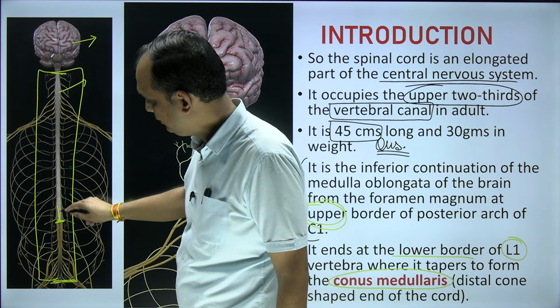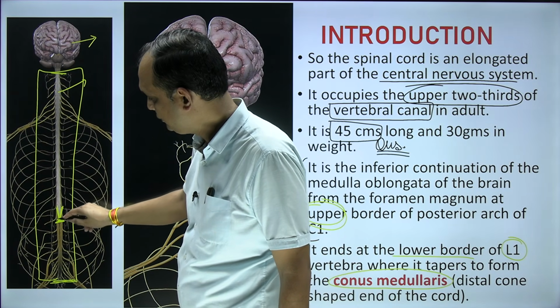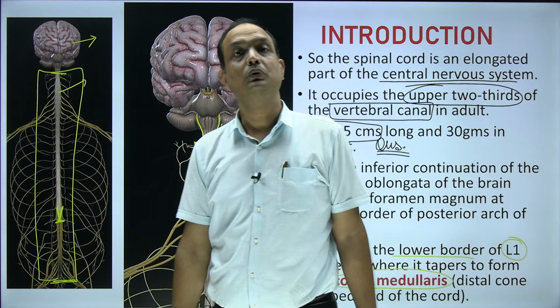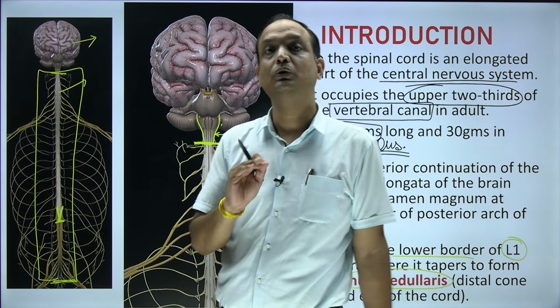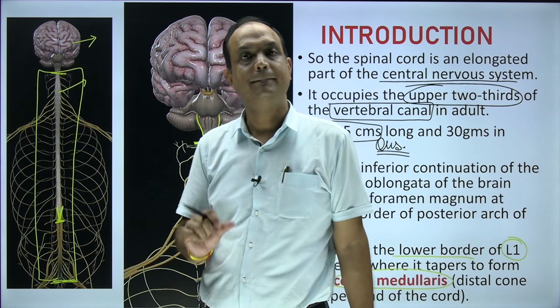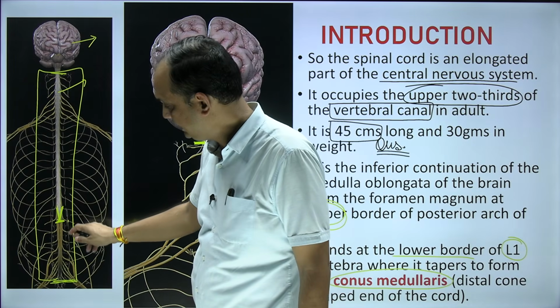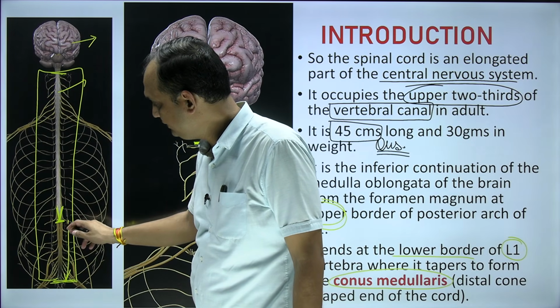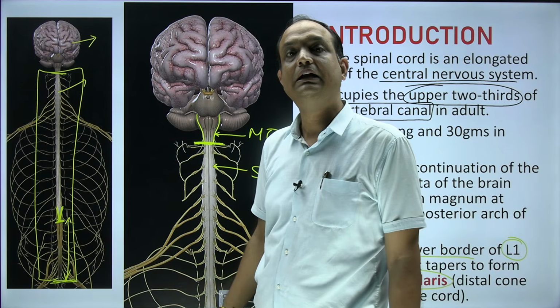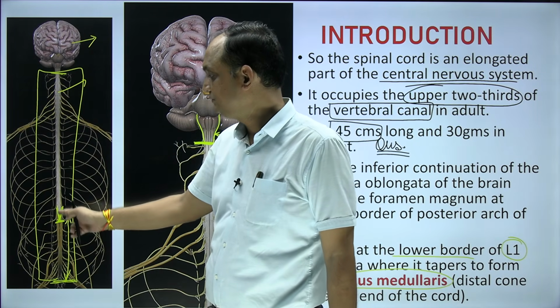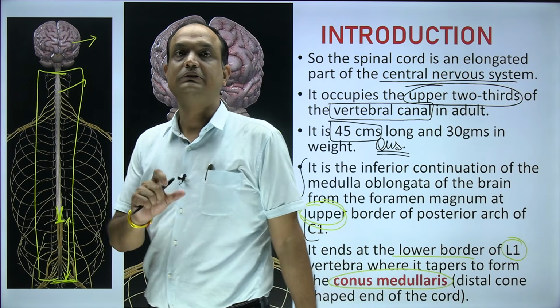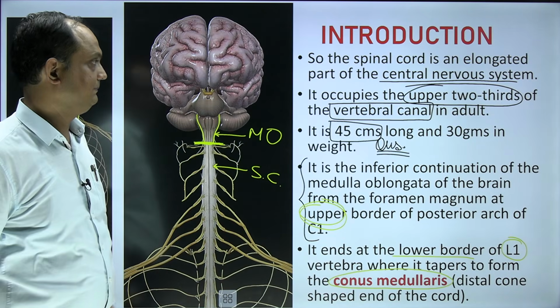And this tapering of the spinal cord here, a cone-shaped area, is known as Conus Medullaris, which lies at the lower border of the first lumbar vertebra. Below that the vertebral column still has the canal, but that canal does not have the spinal cord. Clear? So this is the important concept.